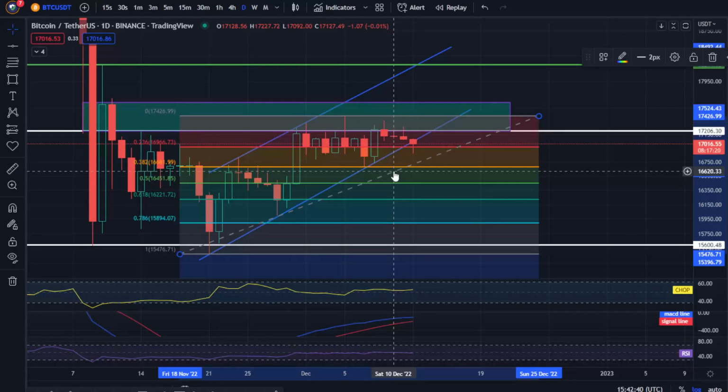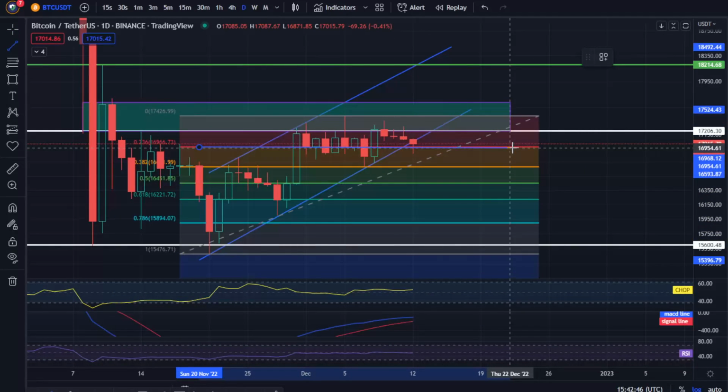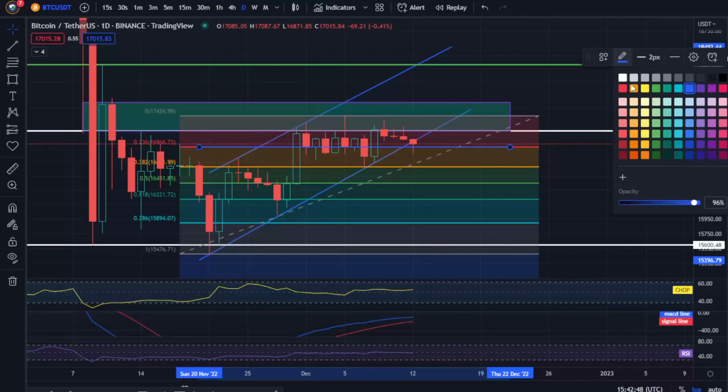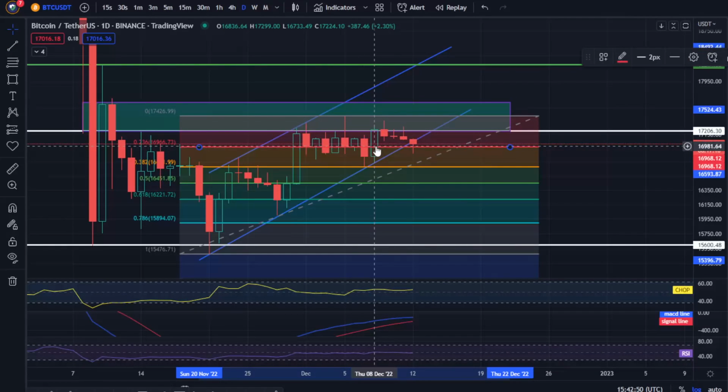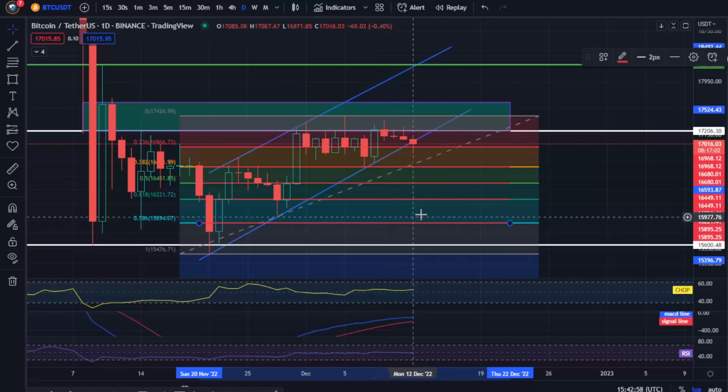Looking the other way, we see first support at $16,968, second at $16,680, third at $16,449, fourth at $16,221, and $15,895 at the lower end of the sideways channel.